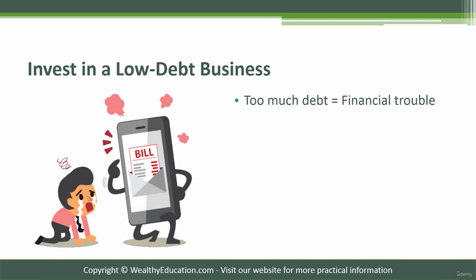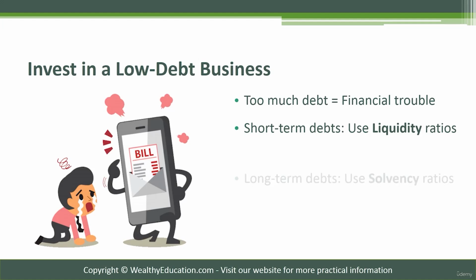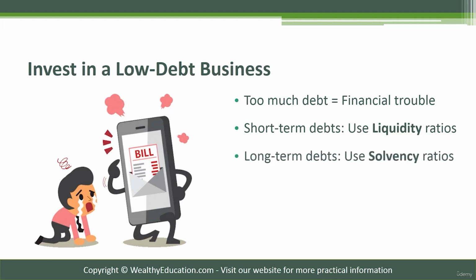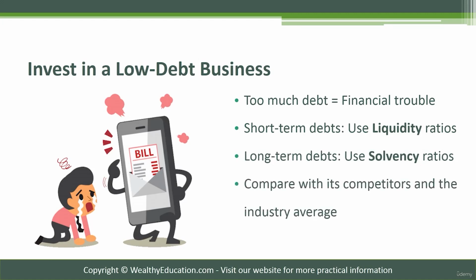When looking at a company's financial statement, you'll find that there are 2 types of debt: short-term debts and long-term debts. For evaluating a company's short-term debts, you can use liquidity ratios. And for evaluating the long-term debts, you can use solvency ratios. To find out if a company's debt level is high or low, you can compare its debt ratios with that of its rivals and the industry average.